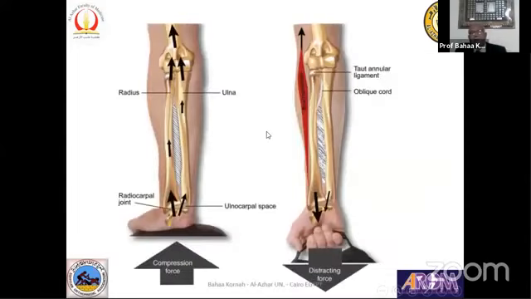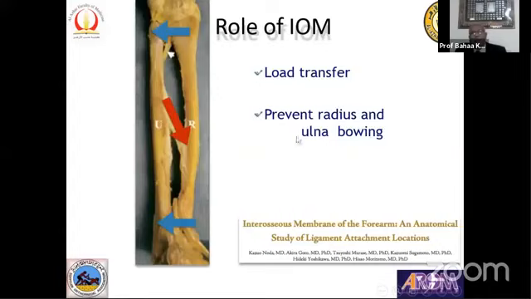This is the mechanism of injury, or the mechanism of action of the forearm, either by compression, like pulling on an outstretched hand, or by a distraction force. This is transmitted from the ulna to the radius and to the elbow through the interosseous membrane. So the role of the interosseous membrane is load transfer and preventing radius and ulnar bowing.